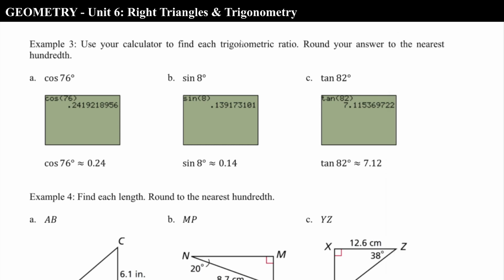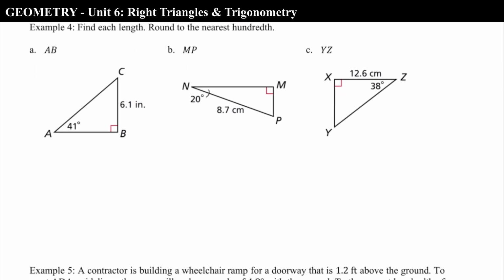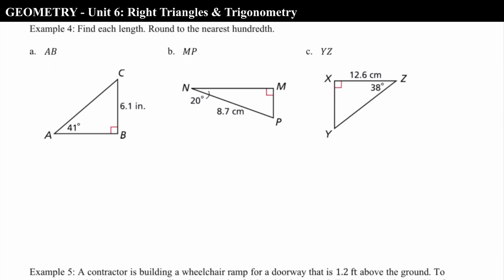All right, on to example 4. We're going to find the length of each, and we'll round to the nearest hundredth. So we want to find the length of AB. So we're looking for a missing side. So we need to see what our relationships are. Well, this side is adjacent to 41 degrees. We are also given the opposite side. So since we're given opposite and adjacent, we're going to use tangent.